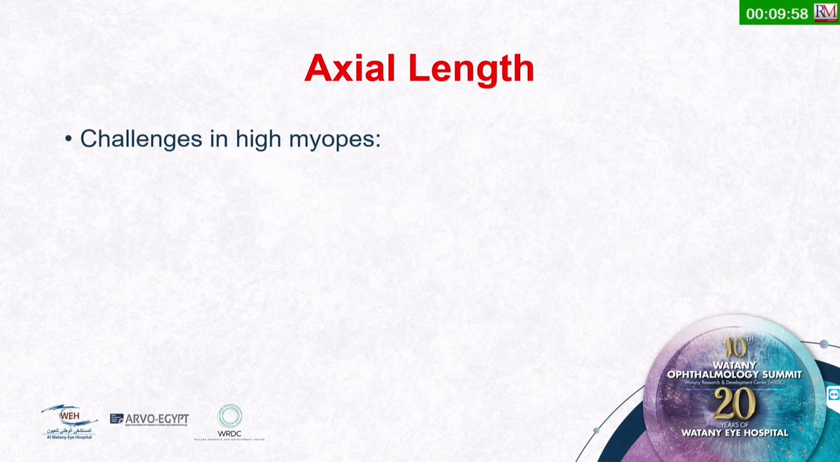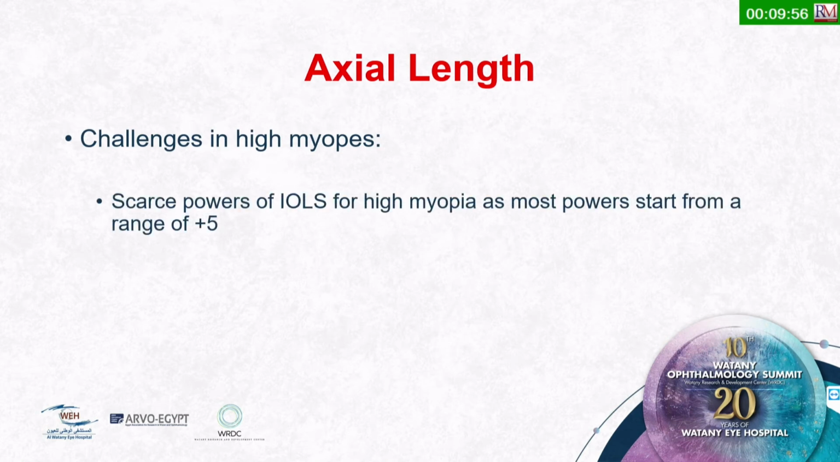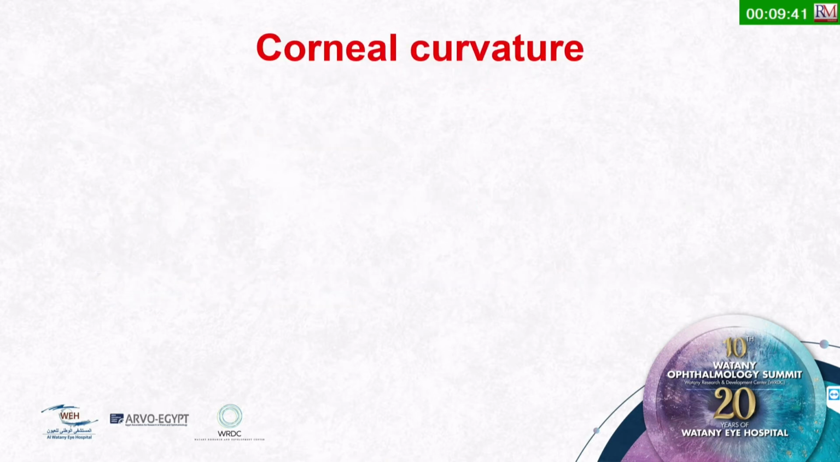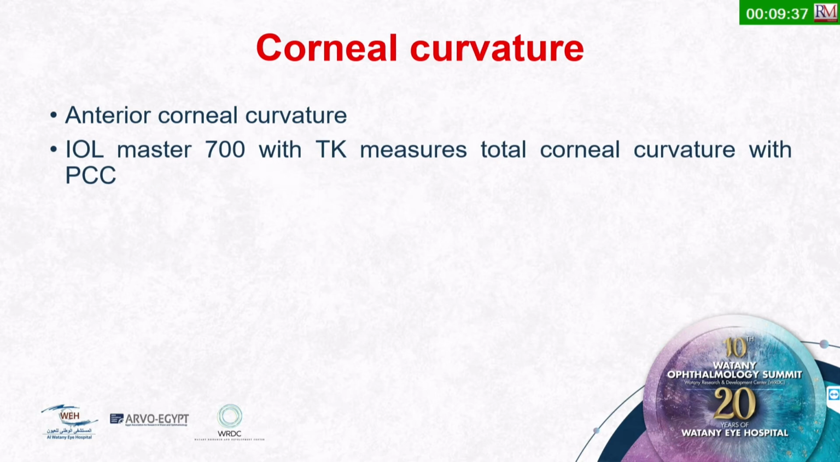The challenge: Dr. Asmaa talked about axial myopia. I'll only talk about the scarce powers of IOLs for high myopia, and most powers start from a range of +5 and the myopes need less than that. And there is a higher incidence of toric IOL rotation due to the wide capsular space and the wide white-to-white diameters. Corneal curvature, the IOL Master 500 measures the anterior corneal curvature while the 700 measures the total CK.